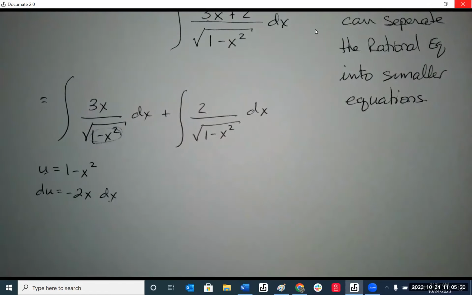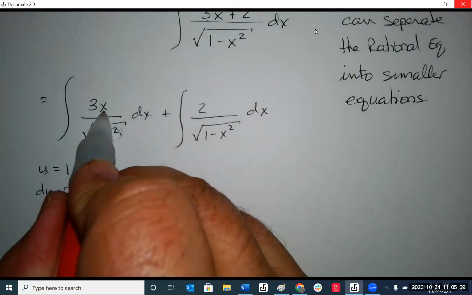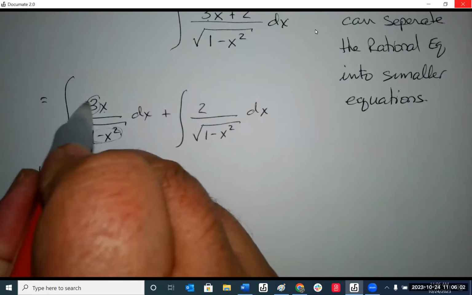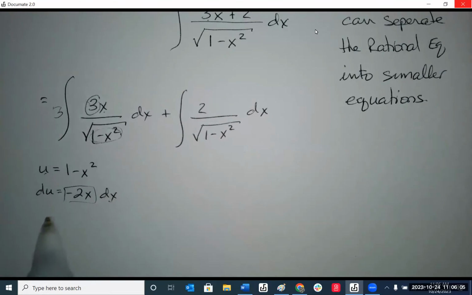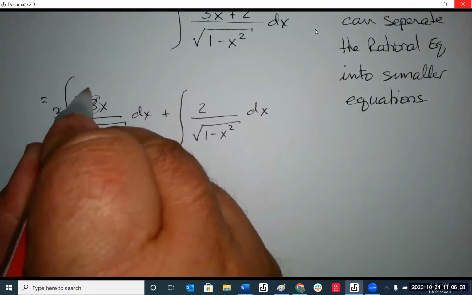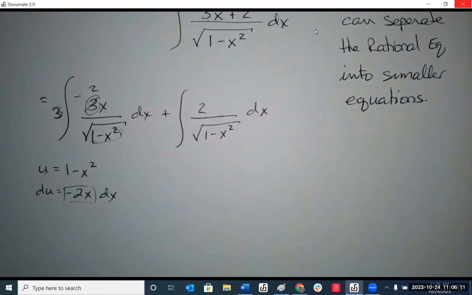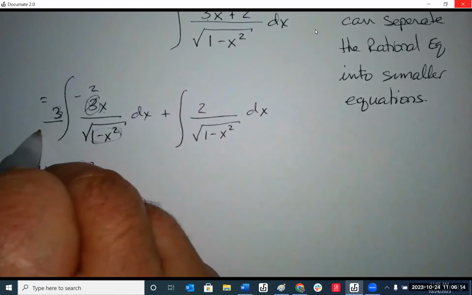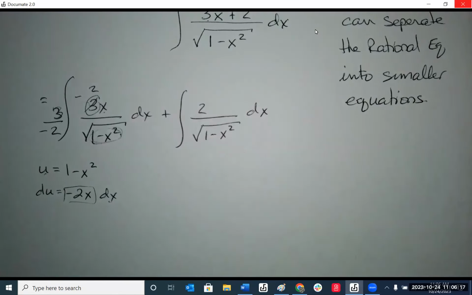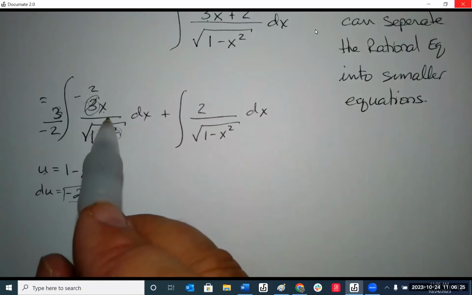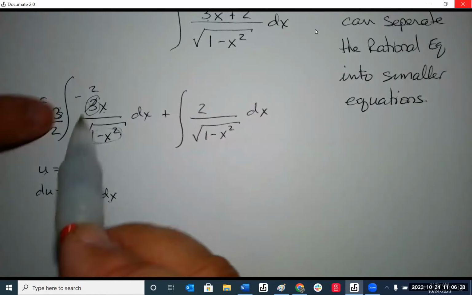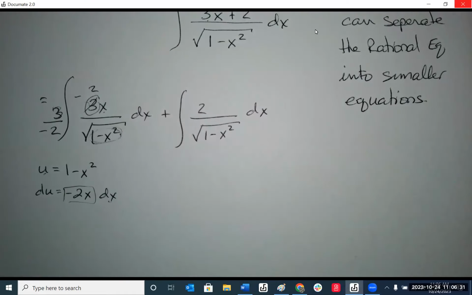So what do we need in our equation? We need to have a negative 2x on top. Do we have a negative 2x on top? We have an x. So this is a constant. It can come out in front. And I could put a -2 right there. If I put a -2 there, I have to divide it out in front. So now the first one is a constant, du over square root of u.